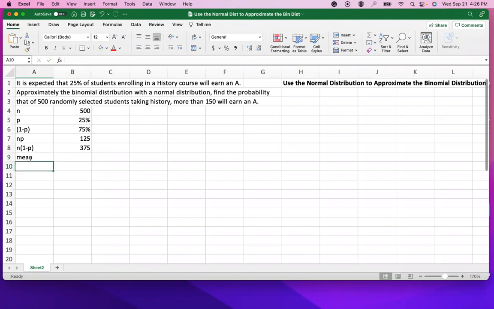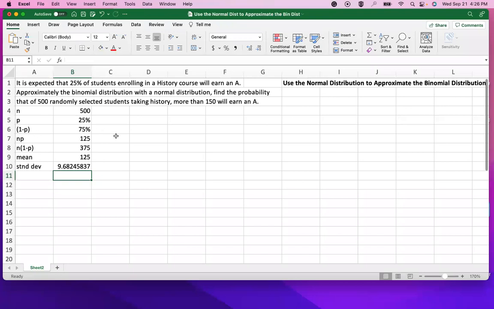So now we need to find the mean and the standard deviation so that we can use our normal distribution. Well, the mean is N times P. So we already know that, but just for fun, we're going to do it again. And the standard deviation is the square root of N times P times 1 minus P. And there's my standard deviation.